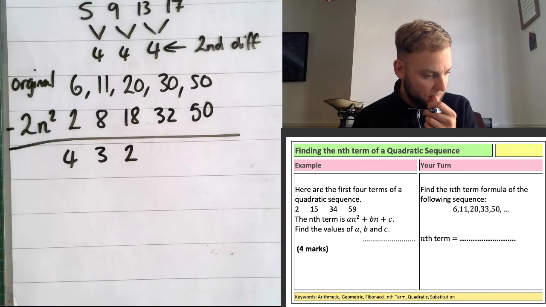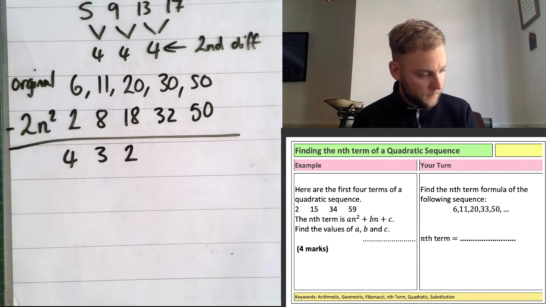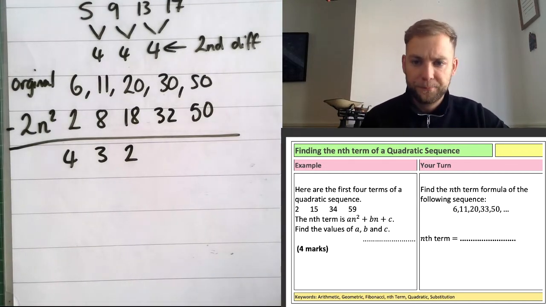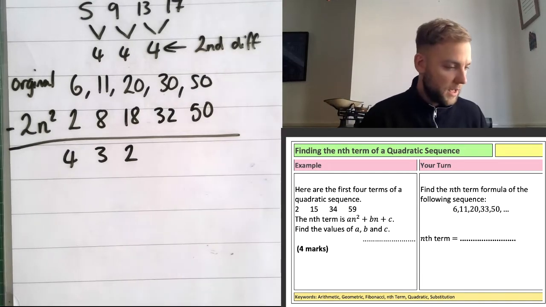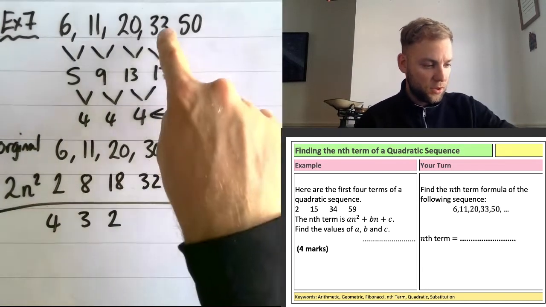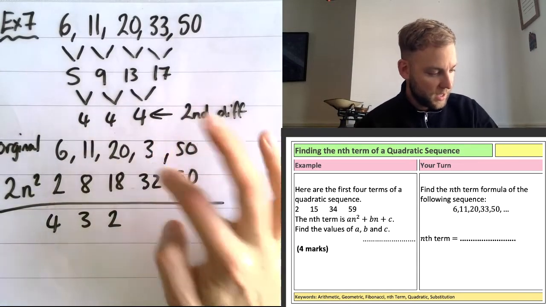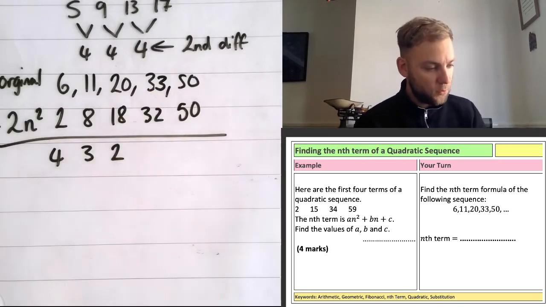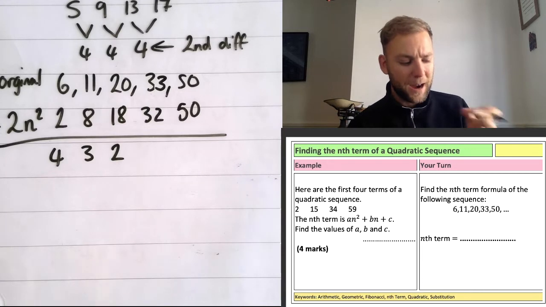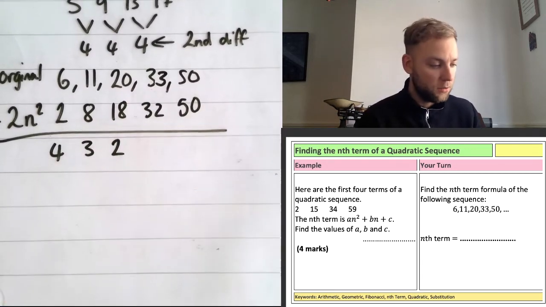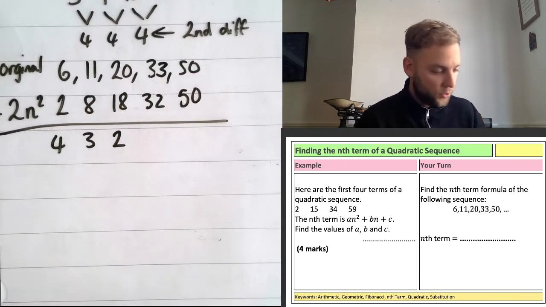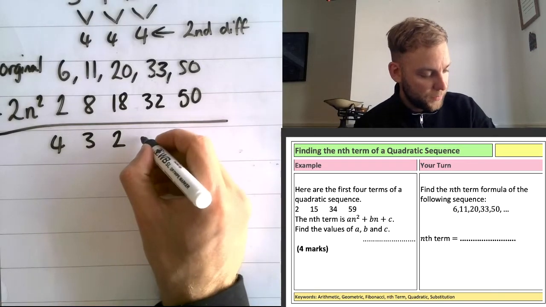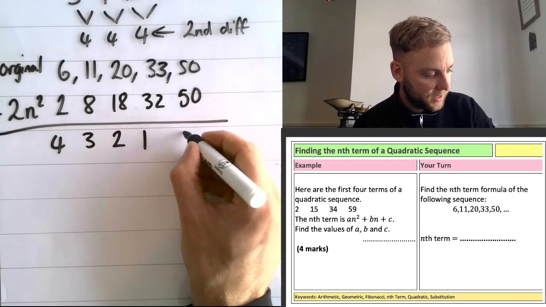30 take away 32. Let's just check that. Okay, just spotted what little mistake I've made. Look, this is 33 and I put 30 there. What a silly Billy. How did I spot that? Well, I did 30 take away 32 and it was minus 2, which didn't follow this pattern, so I knew that it was wrong. So 33 take away 32 is 1, and 50 take away 50 is 0.